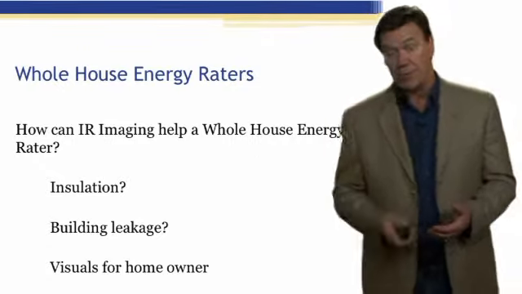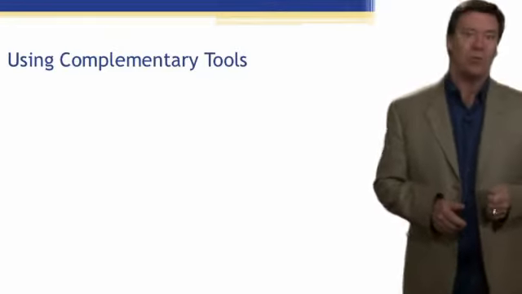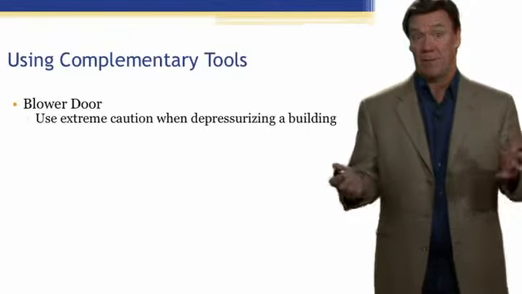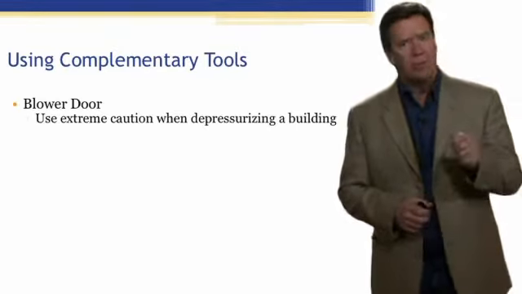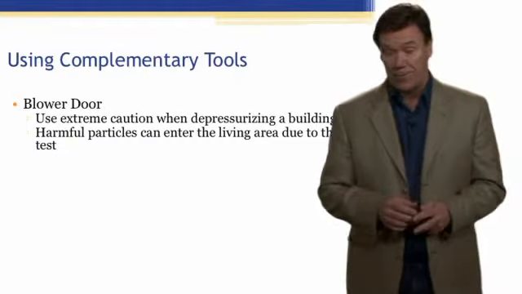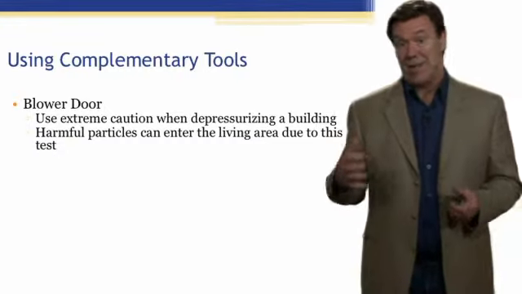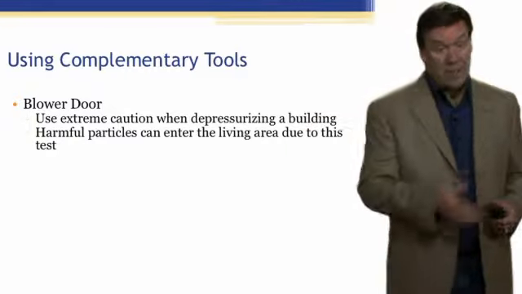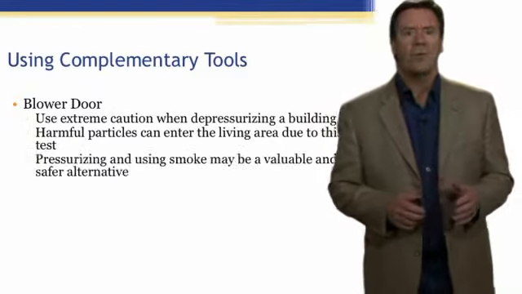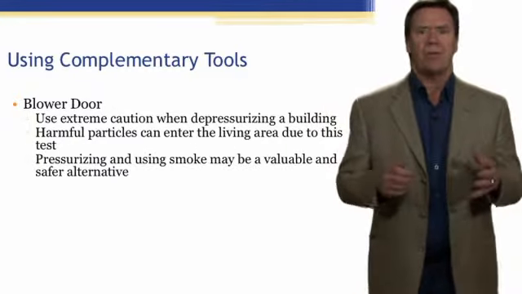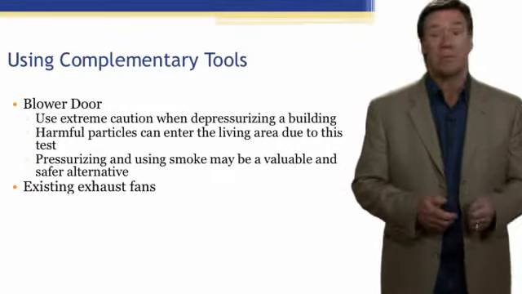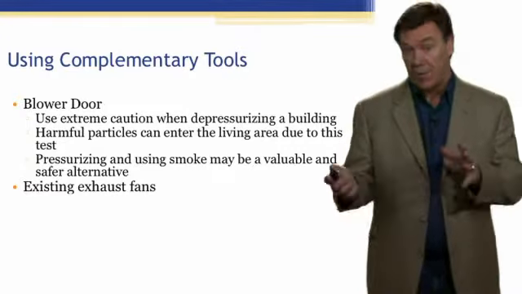While an IR camera can be a great tool, it's also even better when used in conjunction with other tools, like a blower door, for example. But we should use extreme caution when depressurizing the building because harmful particles can enter the living area due to this test. For example, if you have a fireplace with a lot of soot and we don't do a good job of isolating that, we can bring those materials into the home. Also, pressurizing using smoke may be a valuable and even safer alternative, using a smoke pencil. Also, it's possible to use exhaust fans in the home. That can create enough pressure differences many times to give you some good results, depending upon the temperature difference.